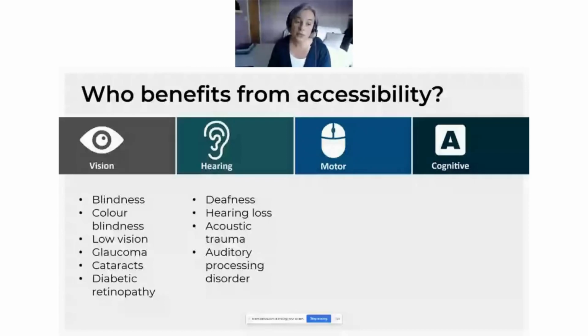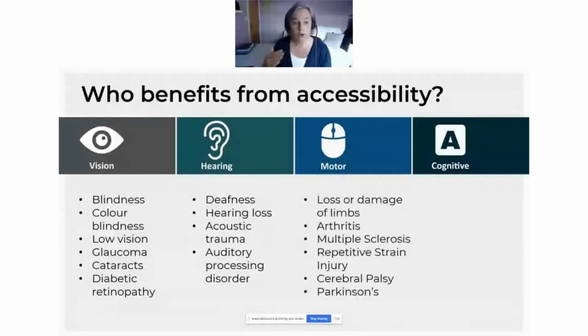and again, some specific examples, such as auditory processing disorder. Then when we think of motor impairments, thinking of dexterity and what might affect someone interacting with the content and not being able to use a mouse, quite often loss or damage of limbs comes up. We have examples such as arthritis, multiple sclerosis, RSI, repetitive strain injury, cerebral palsy, and Parkinson's comes up very often.